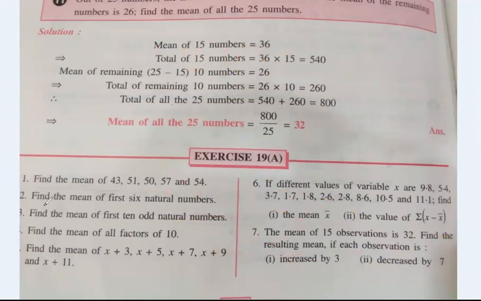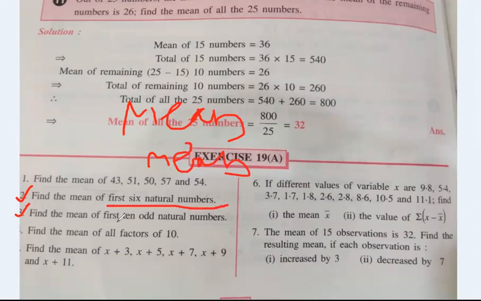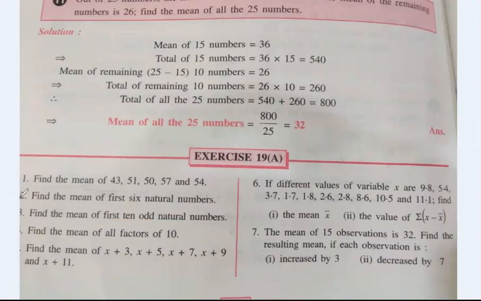So moving to the next sum. Before starting the second and third sums: in the second sum also we need to find the mean, and in the third sum also we need to find the mean. But the difference is here first 6 natural numbers, and here first 10 odd numbers. So if you solve the second sum, you can solve the third sum in the same way. So let's solve the second sum.